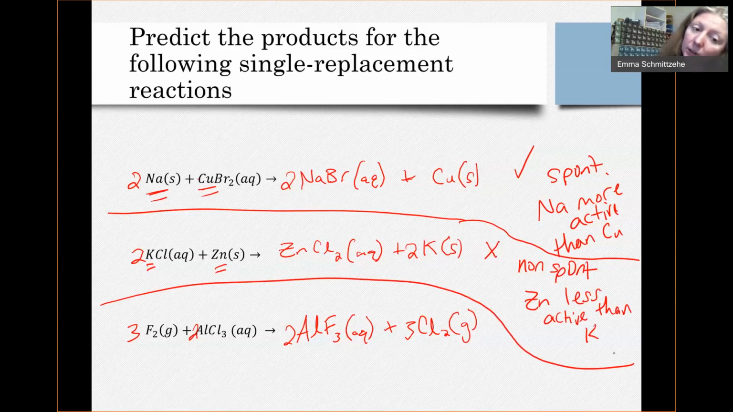And so that's a non-spontaneous reaction. So the more active thing should end up in the compound if it's spontaneous, okay? So the second one, we would usually say that there's no reaction, but that reaction could happen. It could happen if you force it, okay? So if we put in the energy needed to get that to happen.